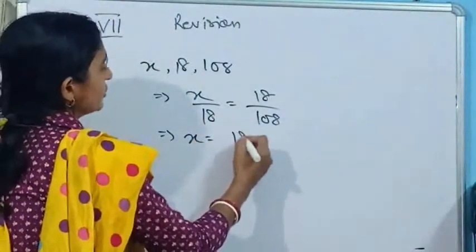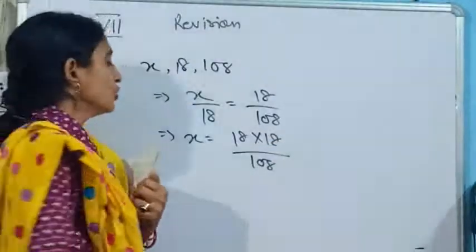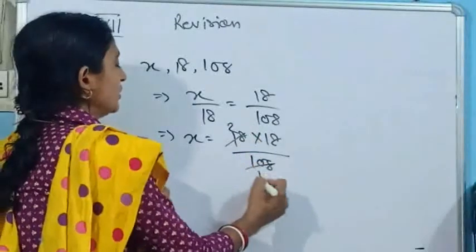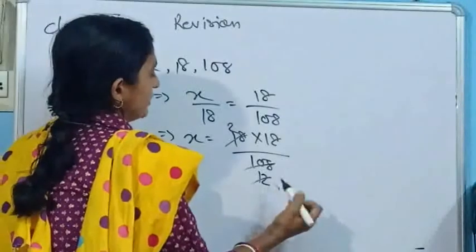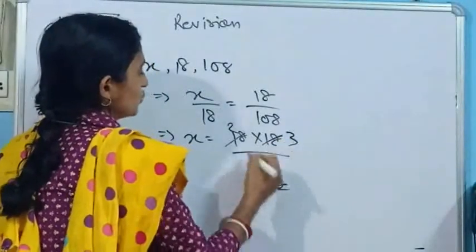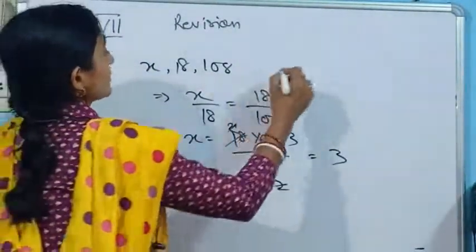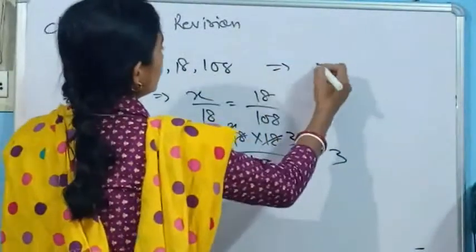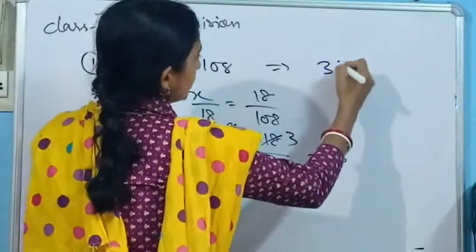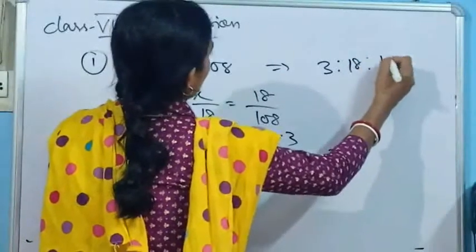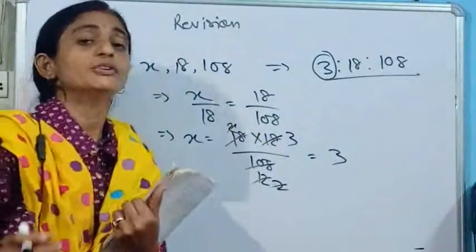Yes, what you can write is 18 into 18 by 108. So let's cancel. 9 2s are 18, 9 12s are 108, now 6 2s are 12, and this is 6 3s are 18, so 2 and 2 will be cancelled. So here what we are getting is 3. So your answer will be: in place of x, it will be 3, then 18, then 108. So in place of x, it will be replaced by 3 only.